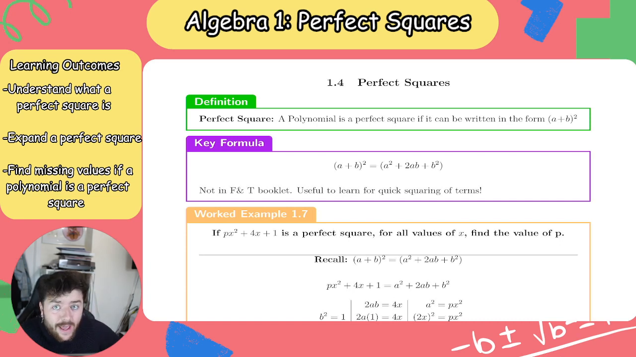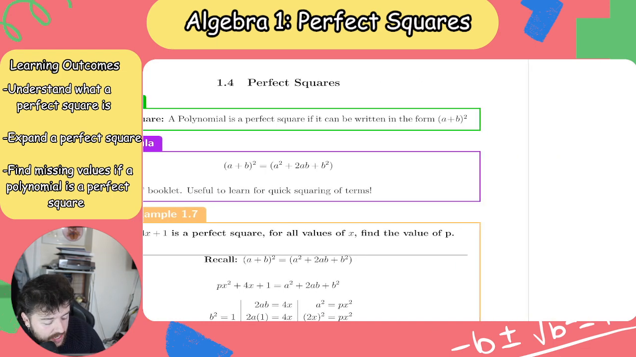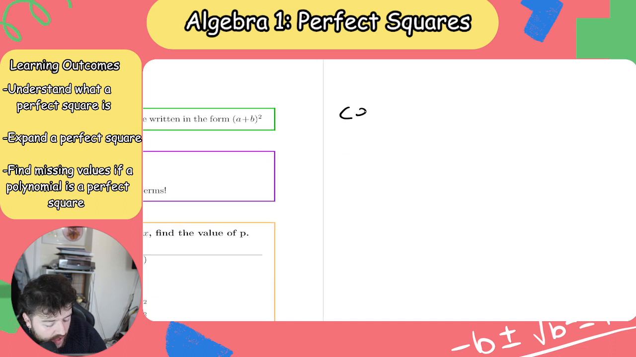Hello everyone. Okay, so in this video we're going to be looking at perfect squares and then solving questions related to perfect squares. So you might be asking yourself, what is a perfect square? If we look at our definition here, a perfect square is a polynomial. A polynomial is a perfect square if it can be written in the form (a plus b) all to be squared. So for example, that includes the likes of (x plus 1) all to be squared.